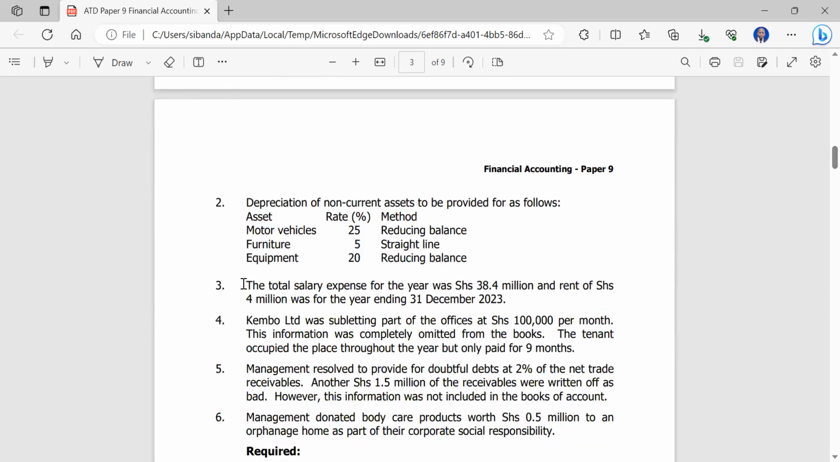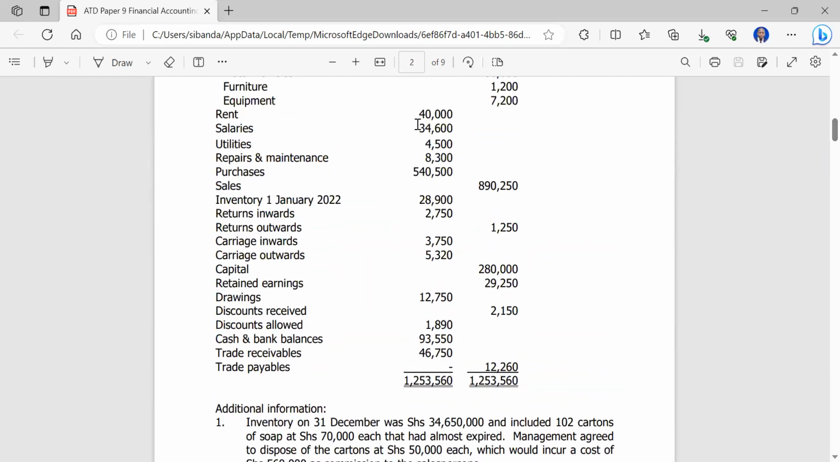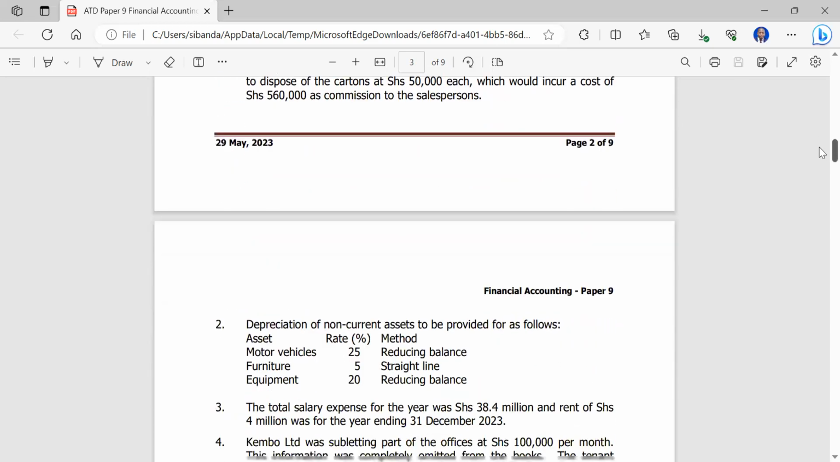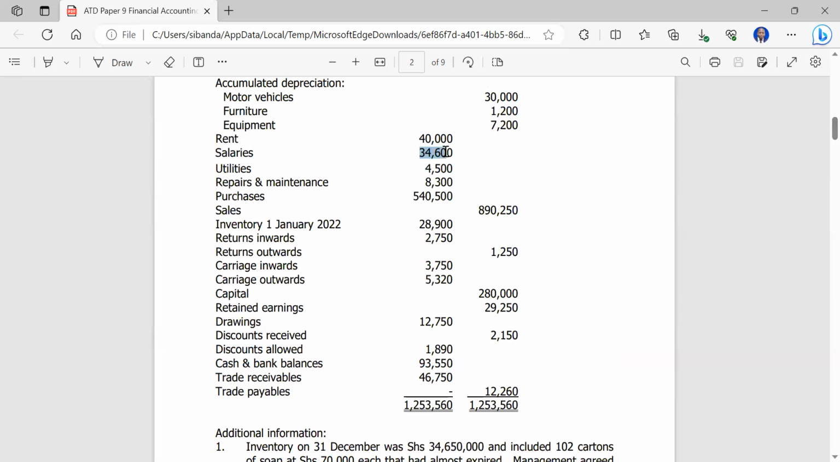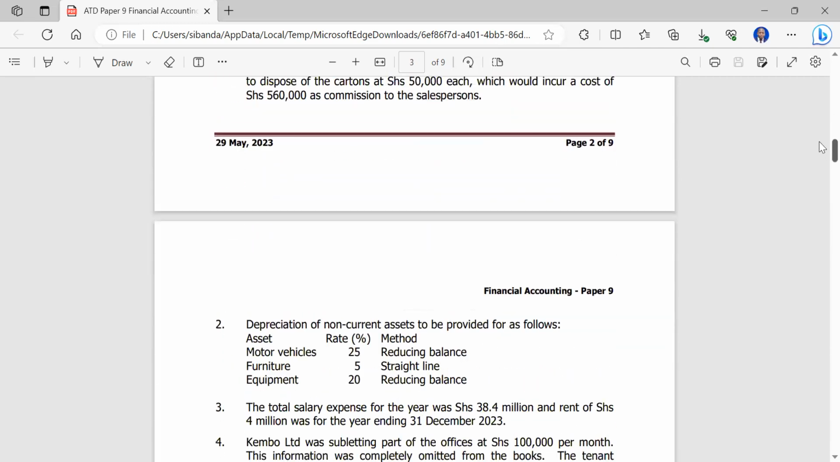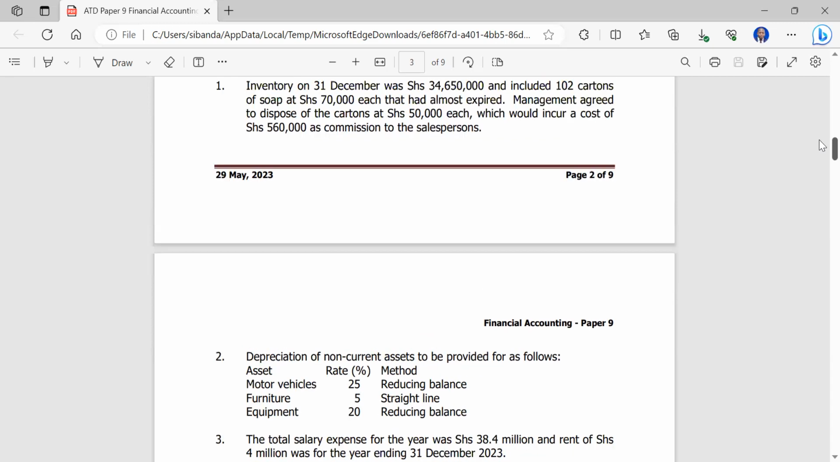Okay, I'll proceed to the next one. The next one says the total salary expense for the year was 38.4. And rent of 4 million was for the year ended 31st December 2023. Now I'll go back to my trial balance and see, do I have salary anywhere? Yes, I have salaries, which is 34,600. Is it different to what they are giving me here? They are telling me the total salary expense for the year was 38.4. But what I have up here is 34,600. So it means that they are accrued salaries. Yes. Salaries that were not settled.